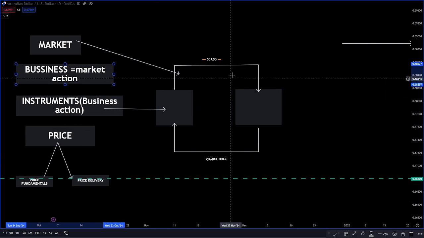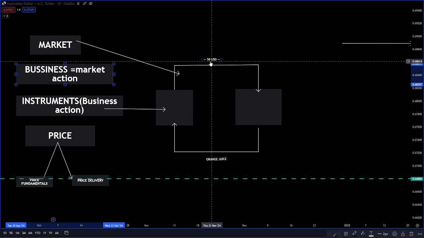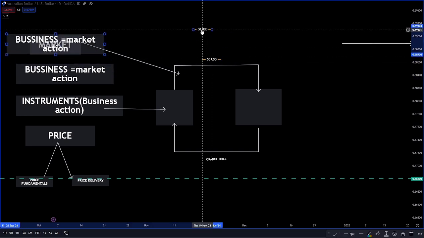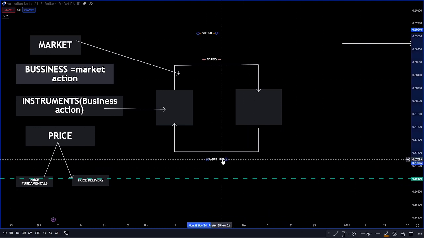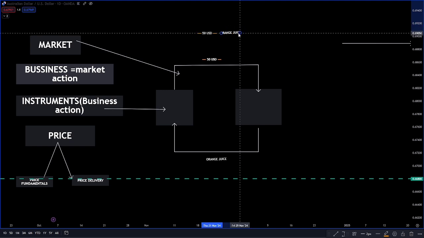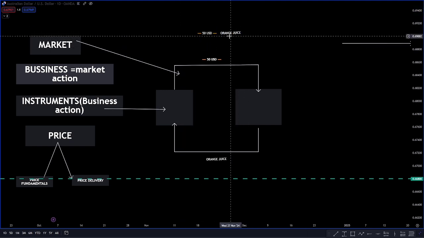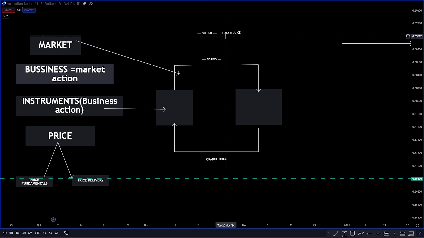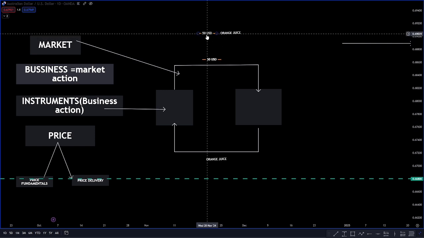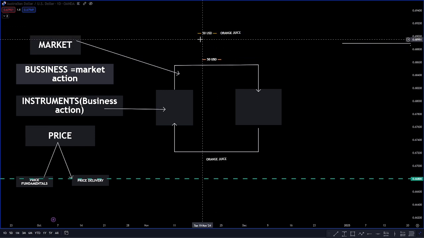Now, this is where it becomes interesting. This is 50 USD, right? Good. So what the forex market will show you is that 50 USD plus orange juice were both transacted, the base and the quote. So the base instrument is 50 USD. The quoted instrument is orange juice. So both of these instruments were transacted.